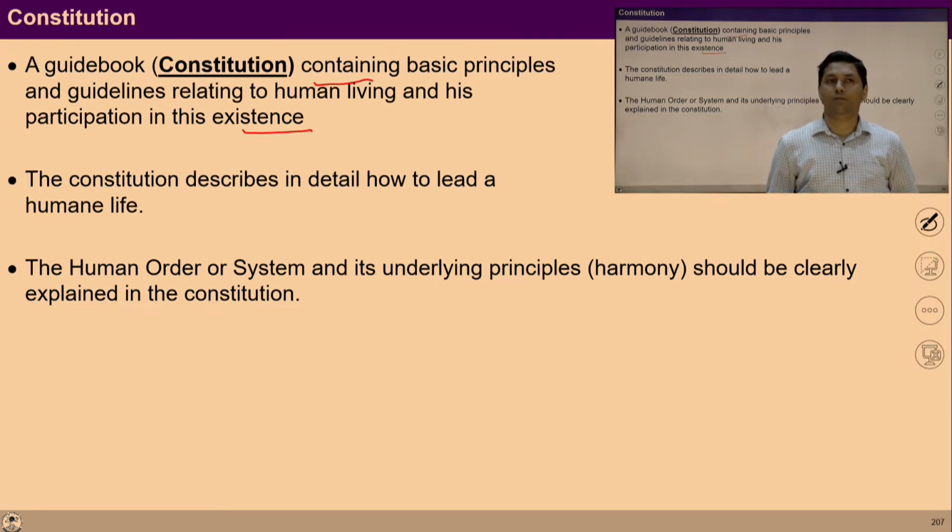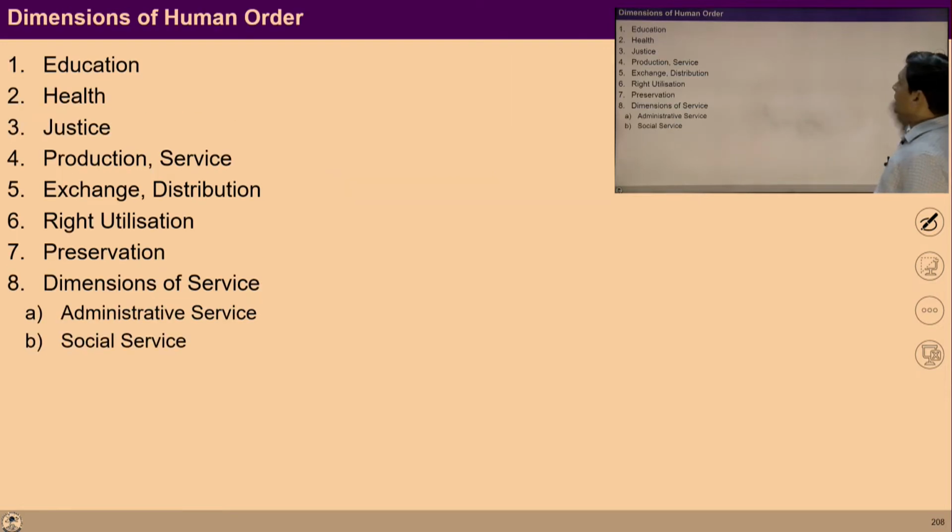So basically we shall now try to find out all those dimensions about individual, family, society, nature, which are needed to achieve this goal, which we must ensure while we live as a human being in the human order. So let's see what dimensions are required.